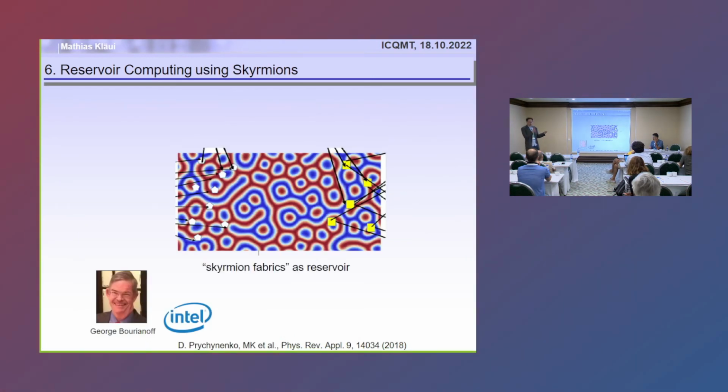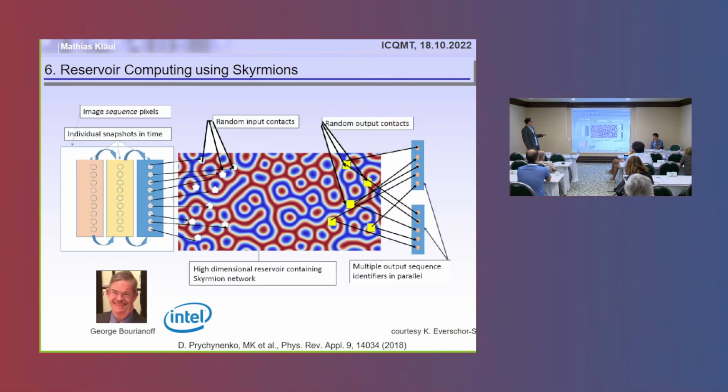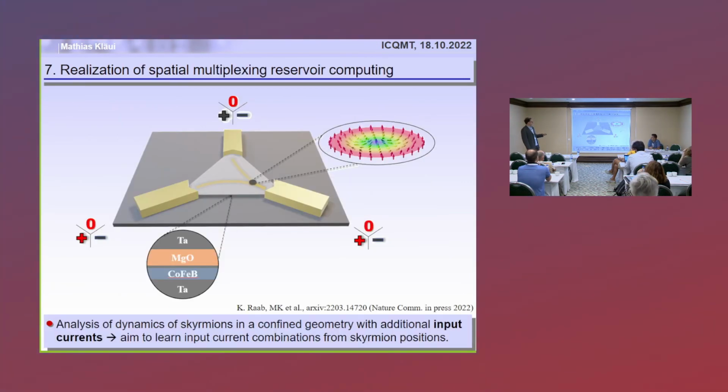And of course, there are different ways to realize this, and we have chosen skyrmion fabrics. Actually, all the honor to George Bourianoff from Intel, who came up with this together with Karin Everschor-Sitte. And here's a paper where we conceptually suggested that. So we have our input. They go as current into a skyrmion lattice, or a skyrmion fabric, and then we have TMR output junctions.